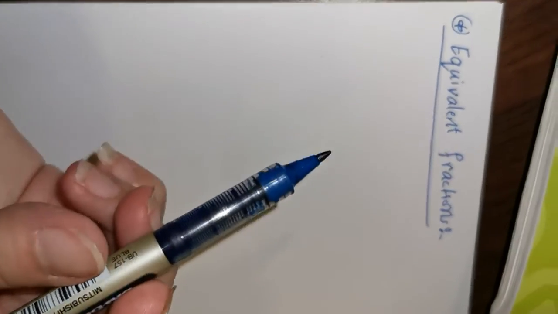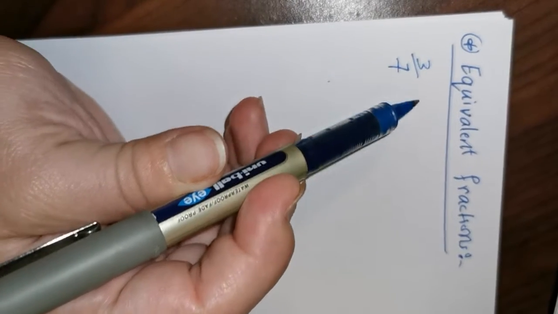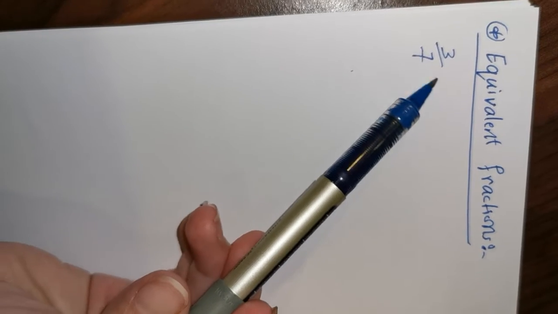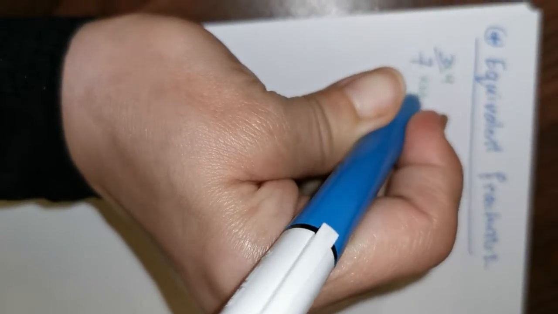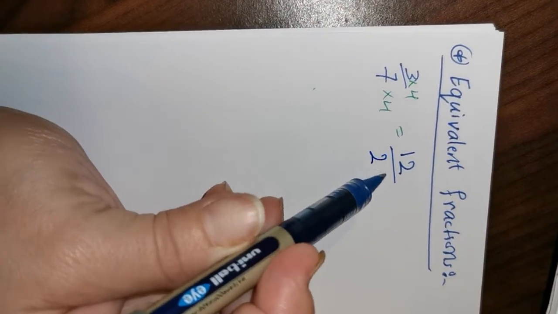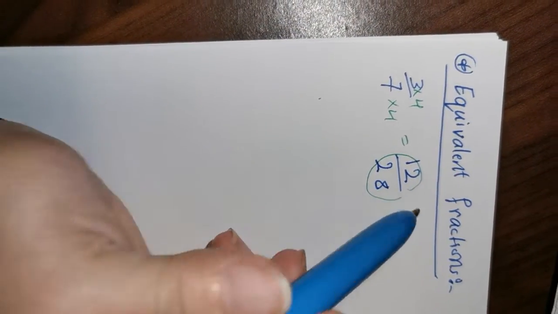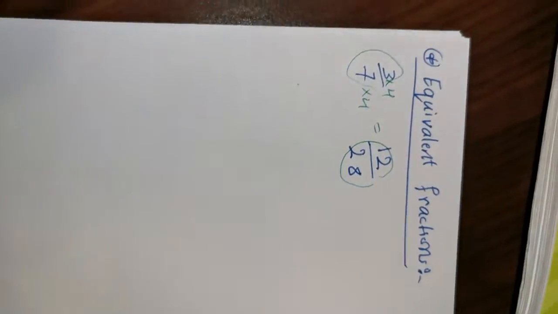Let's say we have any fraction like 3/7. You can multiply numerator and denominator by the same number to get a new fraction. Like you can pick 4 maybe. Then you will get 12/28. So 12/28 and 3/7 are equivalent fractions.